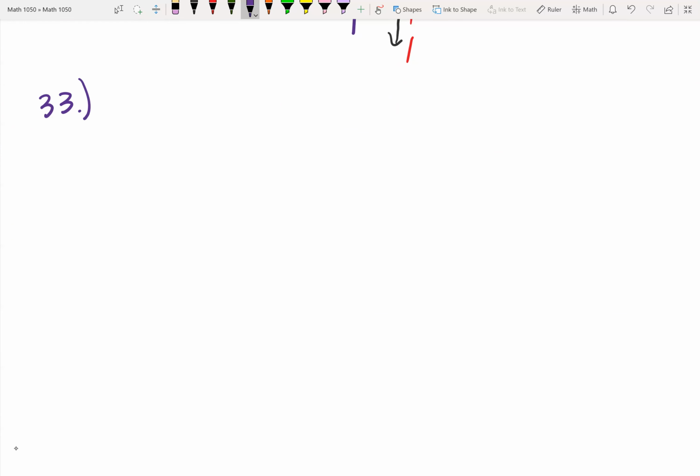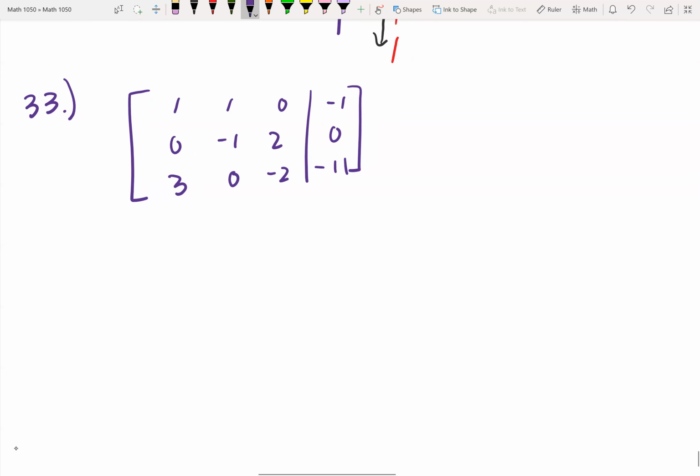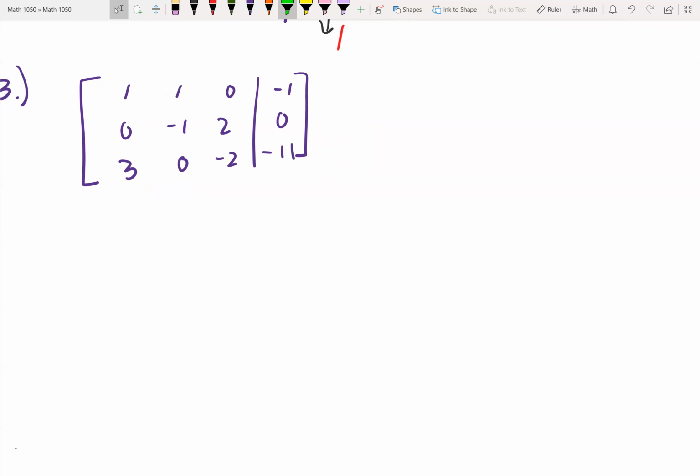Consider this, solve the system using row operations. So let's set up the matrices. It's going to be 1, 1, 0, solid line, -1. Over here, 0, -1, 2, and 0. Here, 3, 0, -2, -11. This is actually super simple because all I have to do is get 3 zeros in the corner, right here, and right here. So the only thing I have to do is make that 3 a 0. And it's easy because I've got a 1.